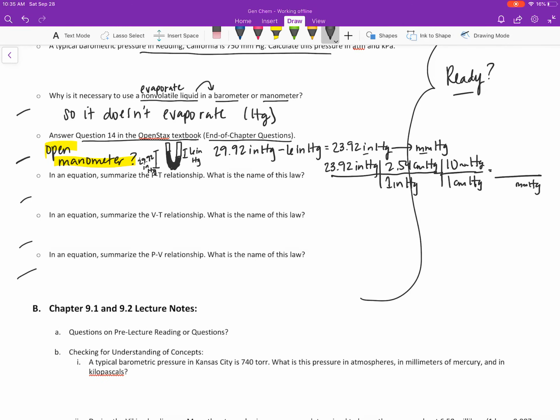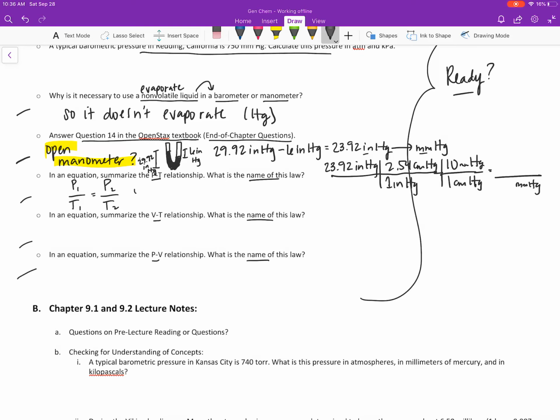All right, so we're going to have some equations. These are our gas laws that we're looking at. And for each one, write an equation that summarizes the pressure, temperature, volume relationships, and then name them. Okay, we're going to have more in the next lesson. But the nice thing is this is all given in the book. So I'm just asking you to extract that information.